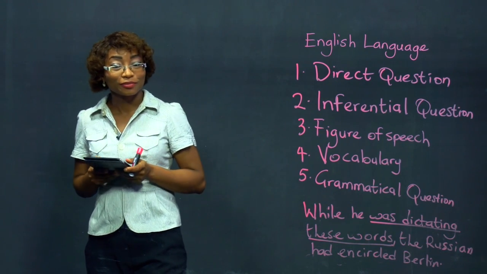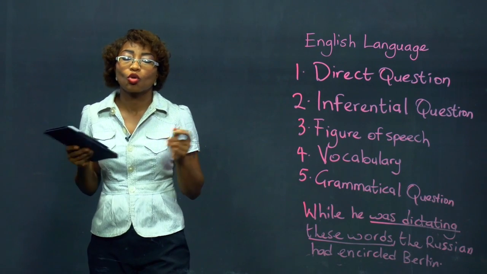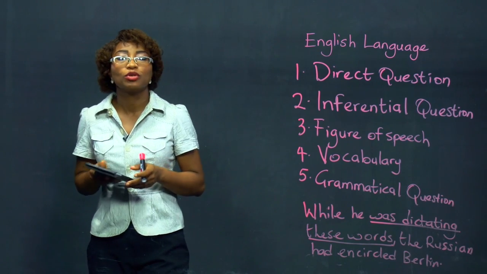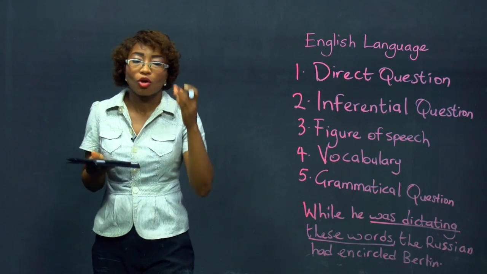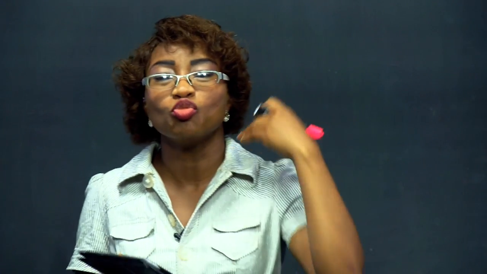Today in this lesson, we have learned about how to answer questions on comprehension passages. We have looked at the types of questions that we have under comprehension passages. We have looked at their features. We looked at the direct question. We said that the answer is usually in the passage. We looked at the inferential question. We said that the answer is supposed to be reasoned out. We're supposed to think it out. We looked at the figure of speech.